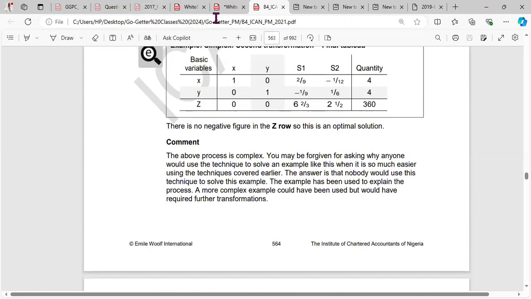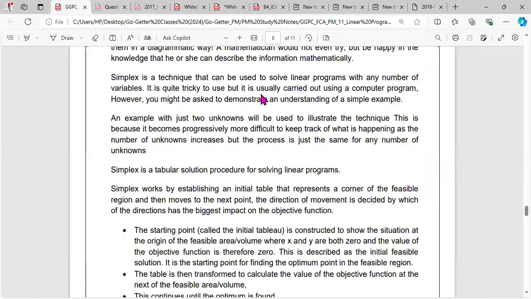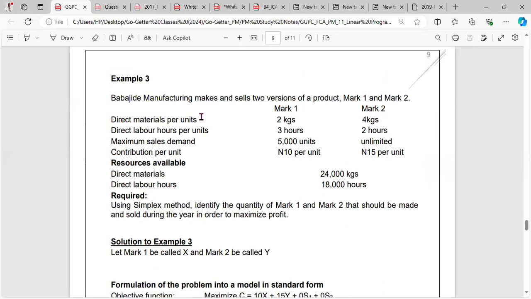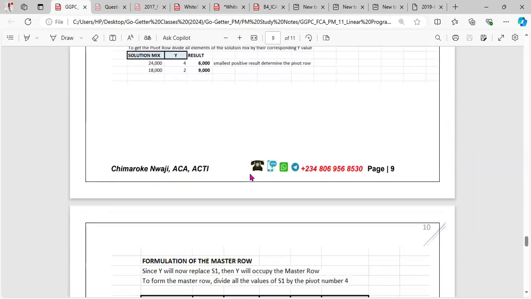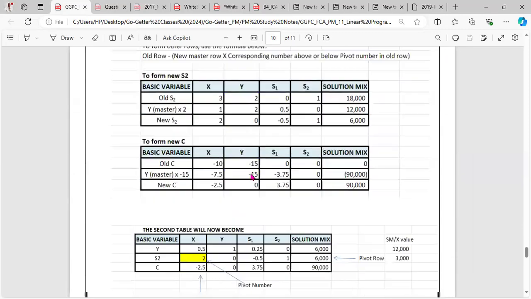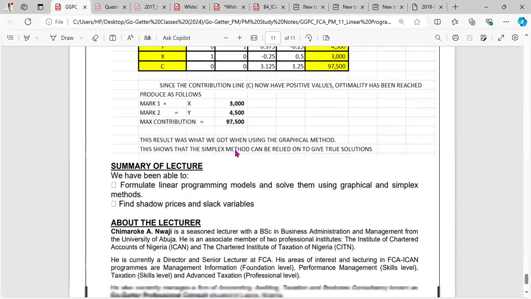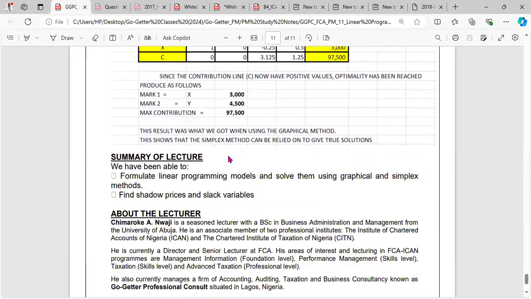But in my own material, I have examples, example 1 and 2, which you can do with the graphical method and the simplex method. You can try them, use the simplex method to do them. I've done the example here, so you can also follow the train of thought of how this is being done. This is another example here, and you can use that to test your knowledge.